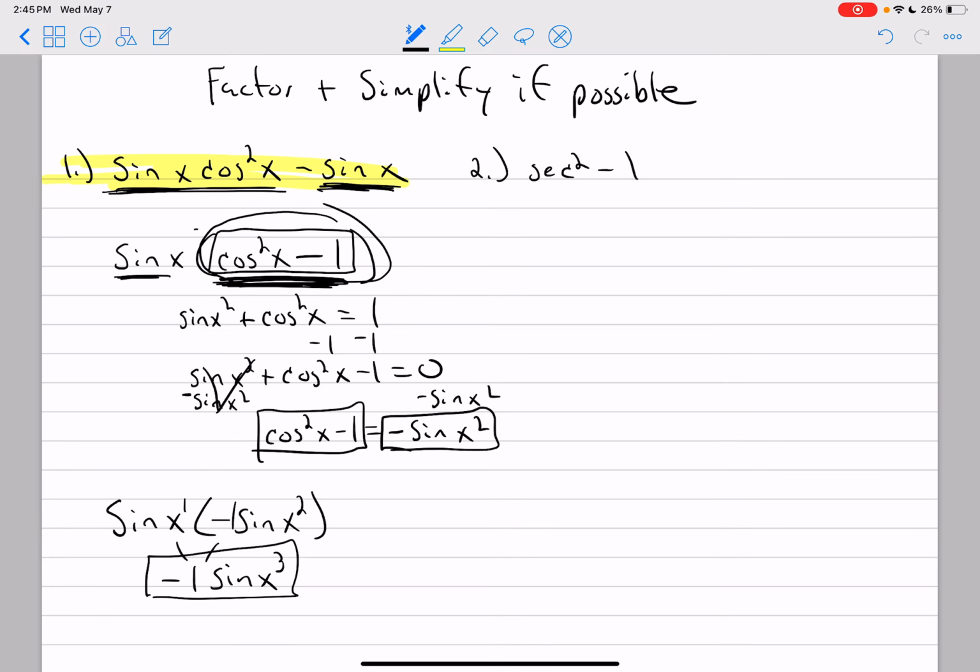All right, let's do number 2. Number 2 says secant squared x, I forgot to write the x, excuse me. So number 2 says secant squared x minus 1. All right, so my first step says look for a GCF. There is not a GCF.